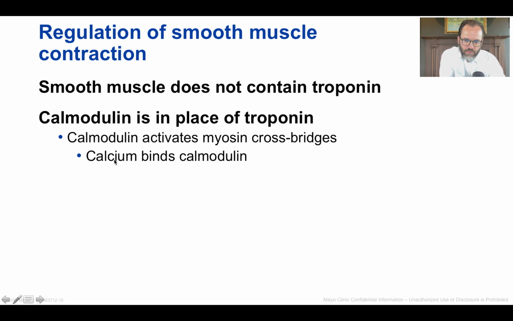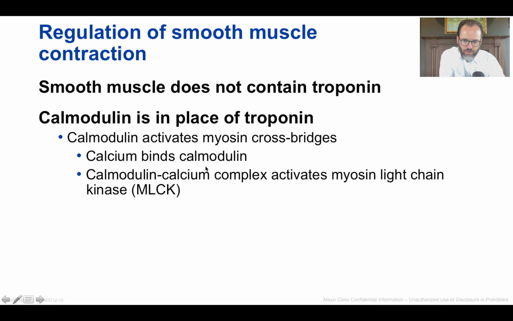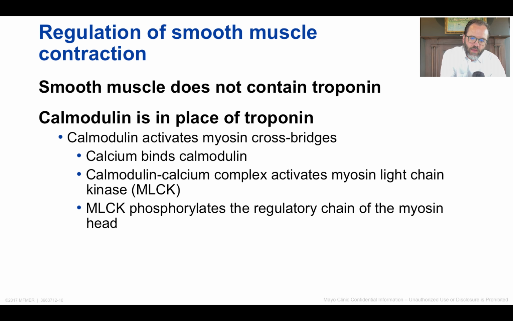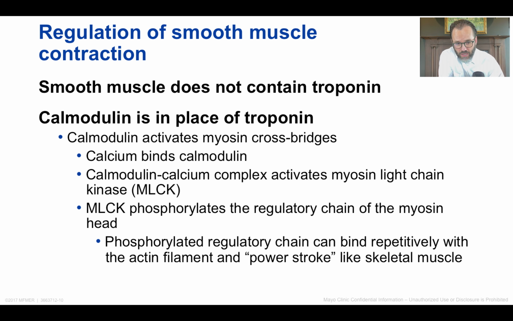Calcium is a calcium-sensitive molecule, so calcium binds to calmodulin, and this calcium-calmodulin complex subsequently activates the myosin light chain kinase. With the activation of myosin light chain kinase, that phosphorylates a regulatory chain of the myosin head, and that phosphorylated regulatory chain can now repetitively bind with the actin filament and power stroke, much like what we observed in skeletal muscle.